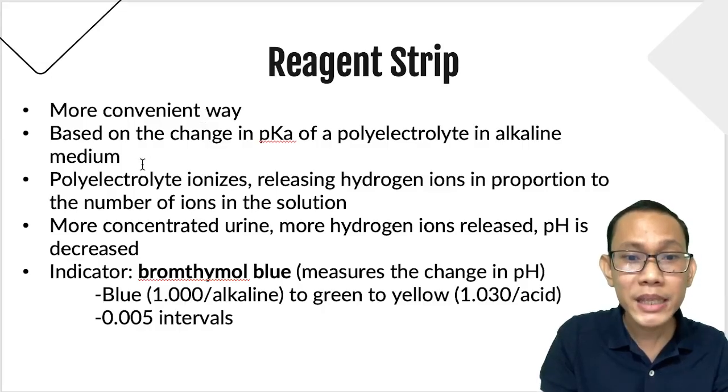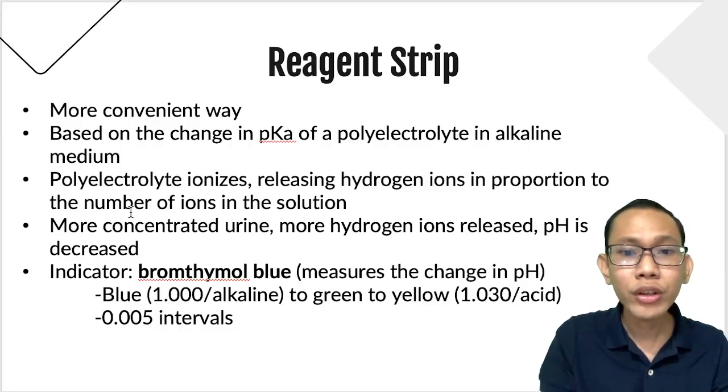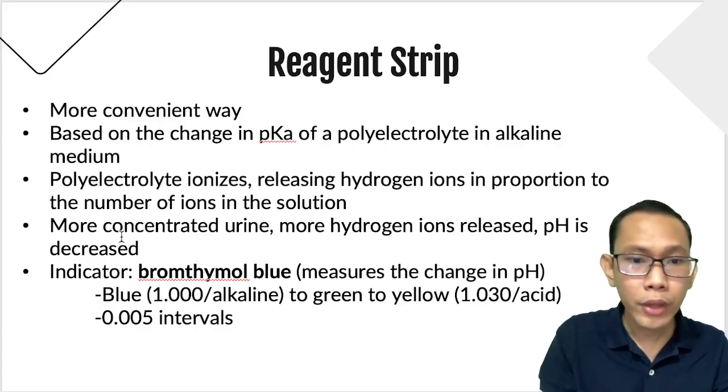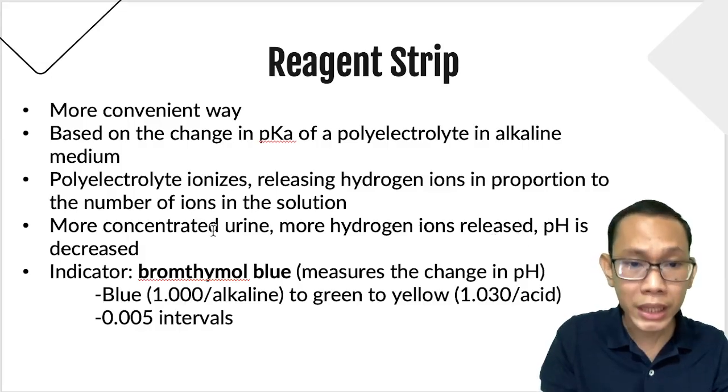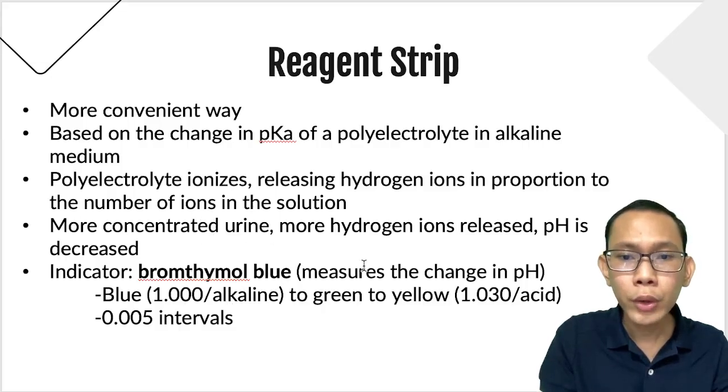It is based sa principle na change in the pKa of your polyelectrolyte in your alkaline medium. So your polyelectrolyte ionizes, releasing now your hydrogen ions in proportion to the number of ions in the solution. So the more concentrated ang urine, more hydrogen ions will be released, the pH will be decreased. So ang ating indicator will be your bromthymol blue, which measures the change in your pH.